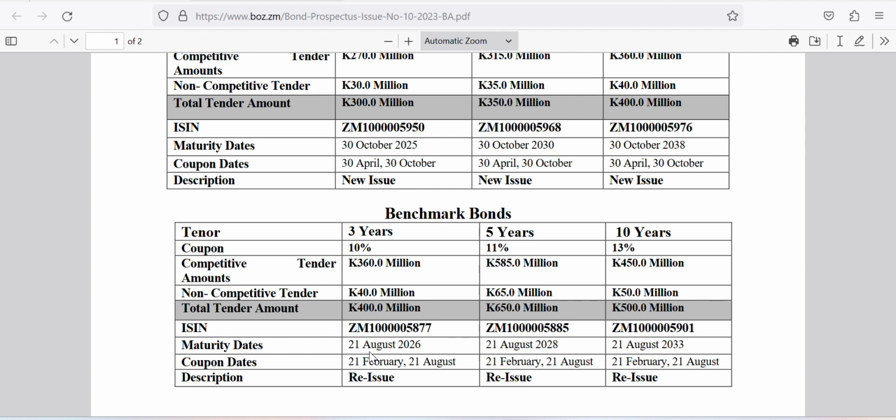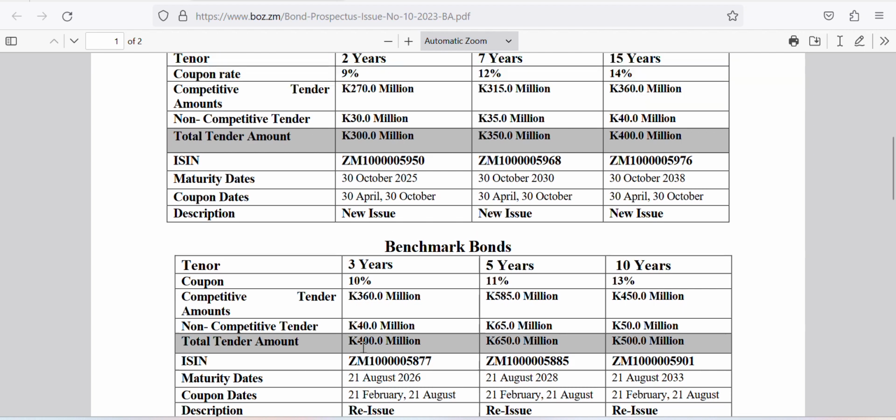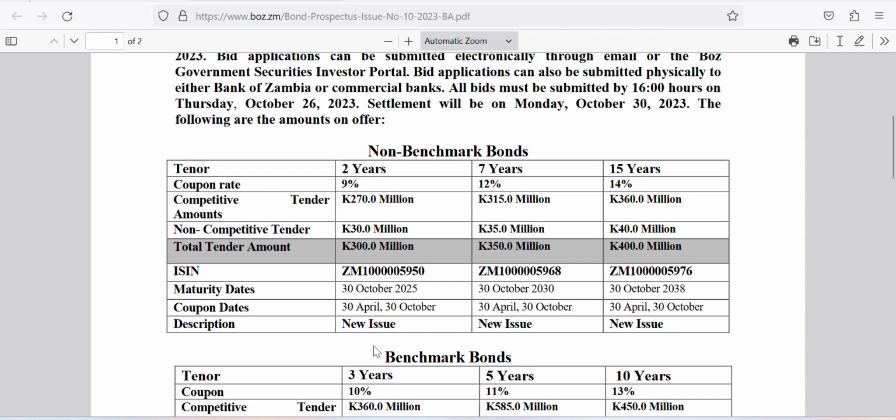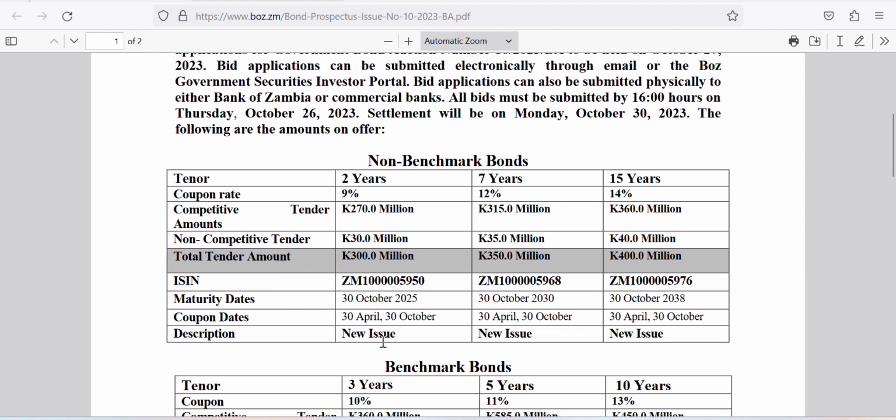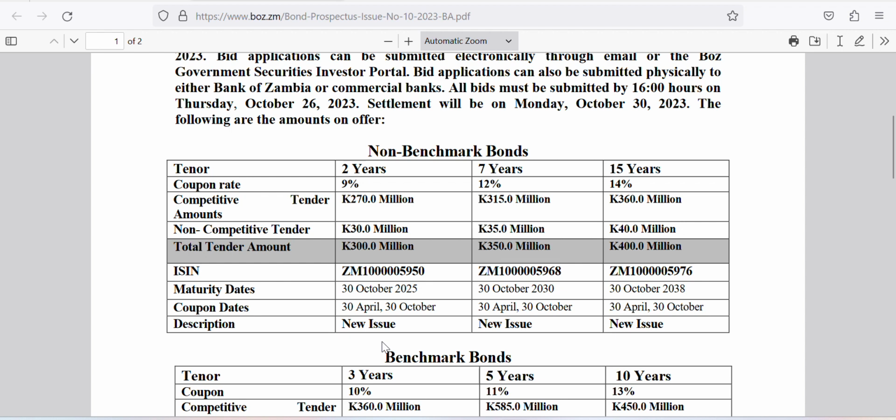So I think that's it. I didn't mean for this video to take very long. This is how you read a bond prospectus. This is part one of a two-part video that I would want to do on how to read a bond prospectus. In my next video, we'll go into the other aspects of what you'll find in a bond prospectus.